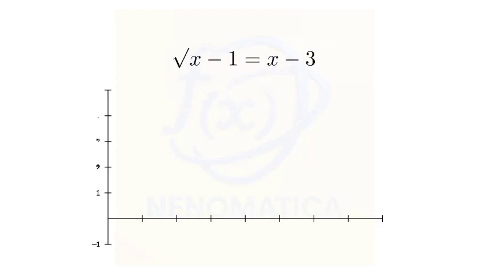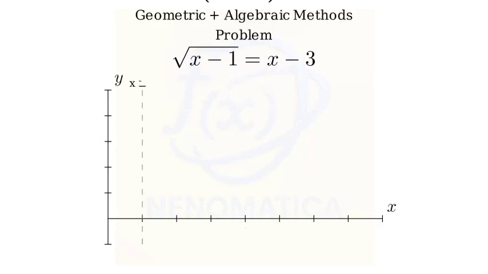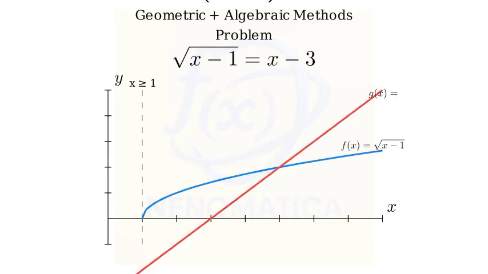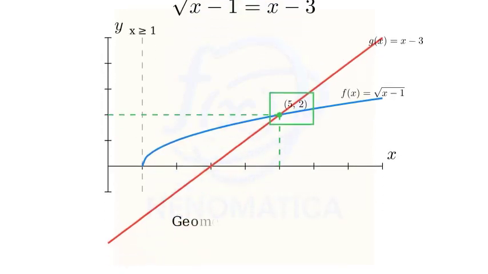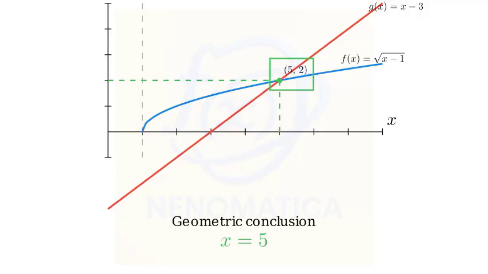Geometric method. Define f of x equals square root of x minus 1 and g of x equals x minus 3. We will draw both on the same coordinate plane and locate their intersection. The domain for the square root requires x greater than or equal to 1. From the graph, the curves meet at x equals 5, y equals 2. Therefore, the geometric method suggests the solution x equals 5.